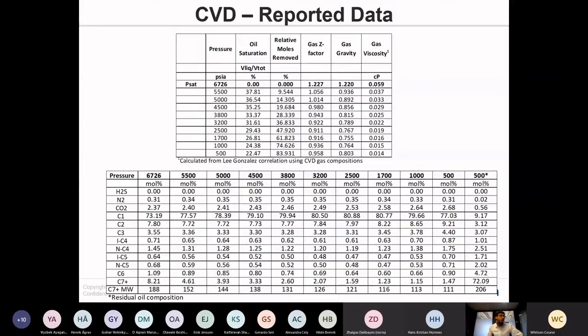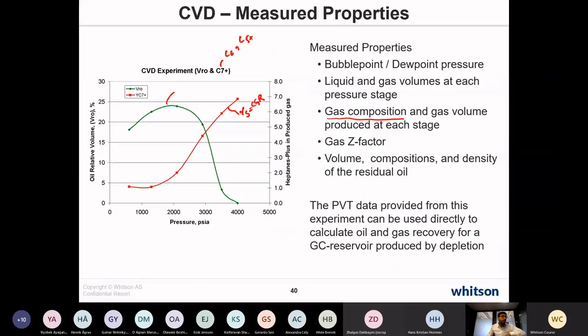There's that question. Okay, yeah, Eric. You have a liquid dropout curve there. I was wondering, how much liquid dropout do you need for these CVD experiments to be meaningful, or these measured properties? Maybe Hans Christian can comment on that as well. The reason why I ask is because I'm working on a very lean gas condensate now. We're up to 50,000 cubes per cubes in GOR.